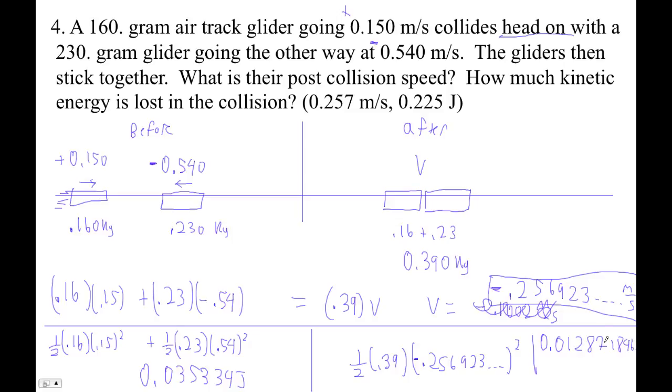0.0128718462, right? And then obviously the energy lost is this minus this. Okay, so I'm going to take this guy, and I'm going to subtract this guy to get the energy lost. So let's find that. There's this guy minus this guy. And I get that the energy lost is 0.022462 joules.